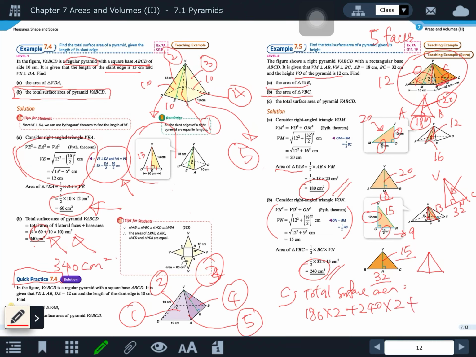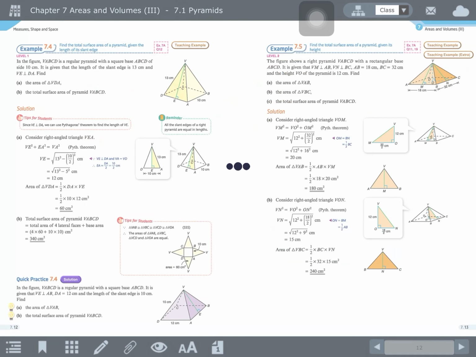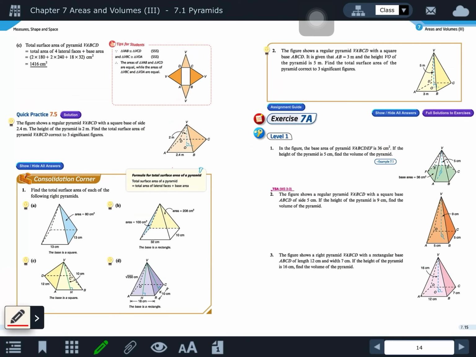Then we add the base area, which is a rectangle with width 18 and length 32, so 18 times 32. So you will get the total surface area. Now you can see the final answer should be 1416 cm squared.